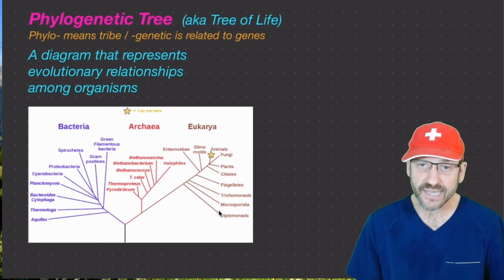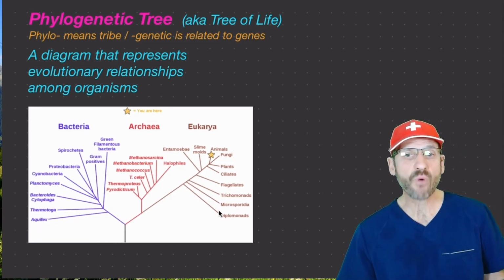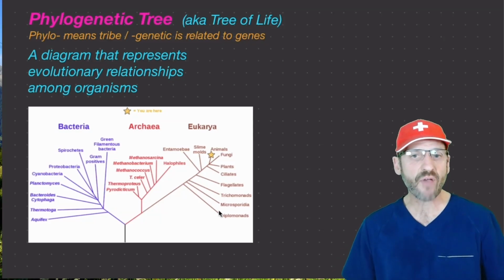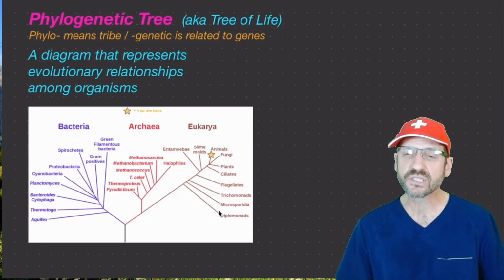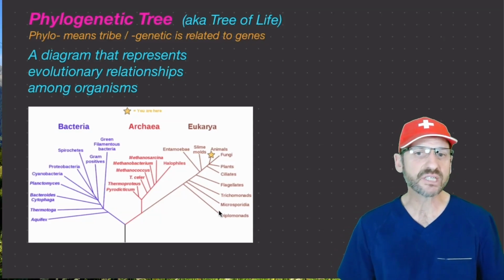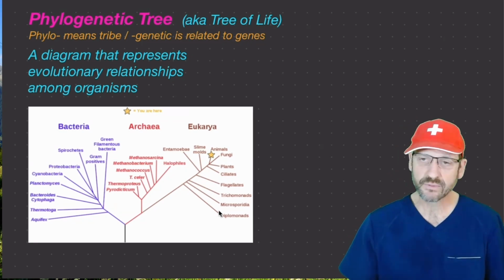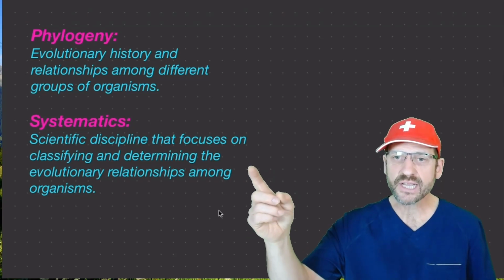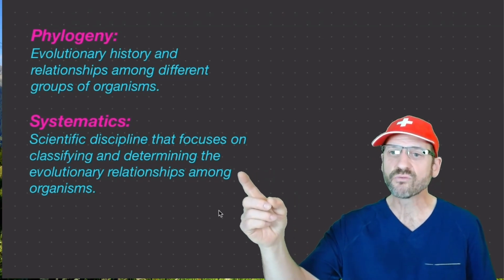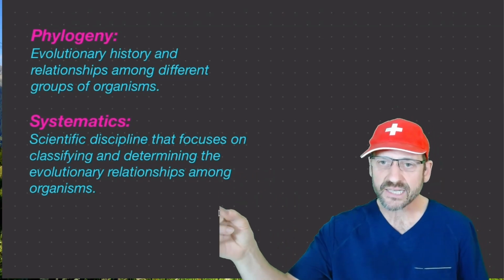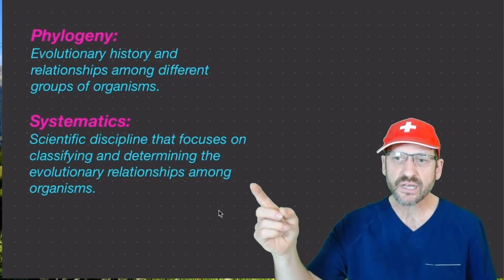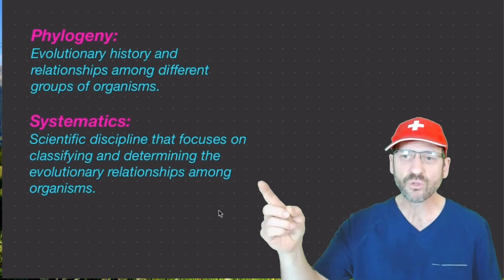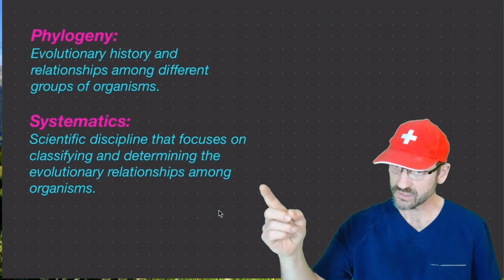This history of relationship among species is what we call phylogeny. And the biologists who reconstruct these family connections are involved in systematics. Think of it as detective work for life's ancestry. So, phylogeny is the evolutionary history and relationship among different groups of organisms. And systematics is the scientific discipline that focuses on classifying and determining the evolutionary relationship among organisms.